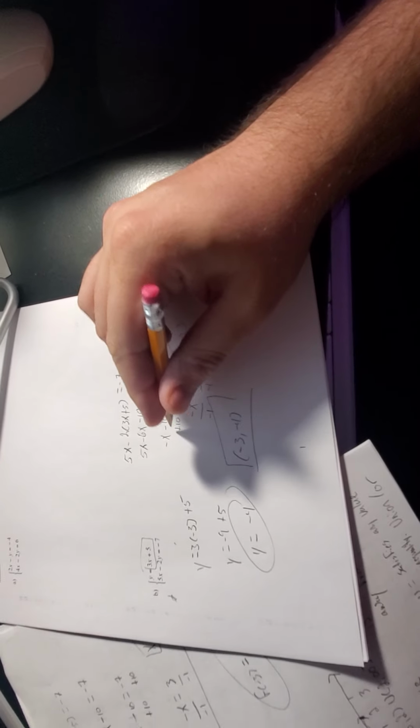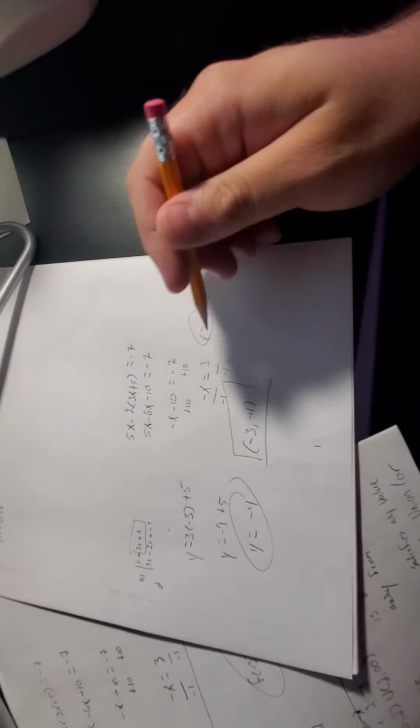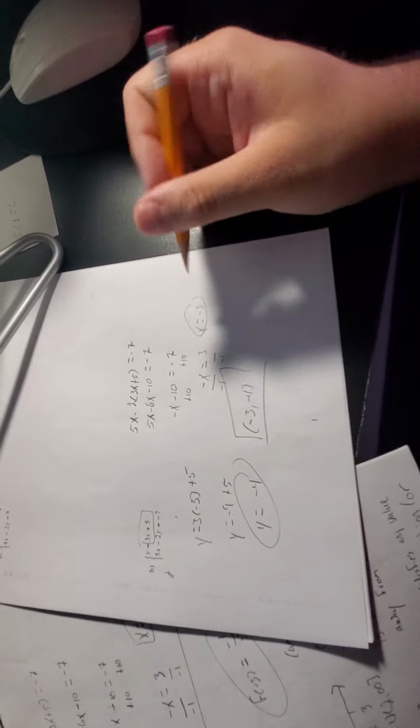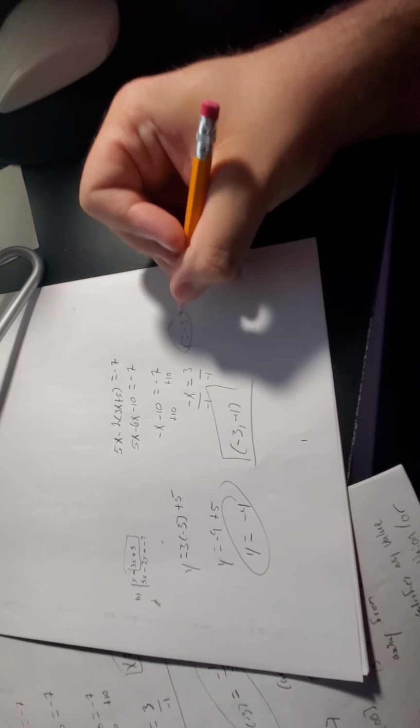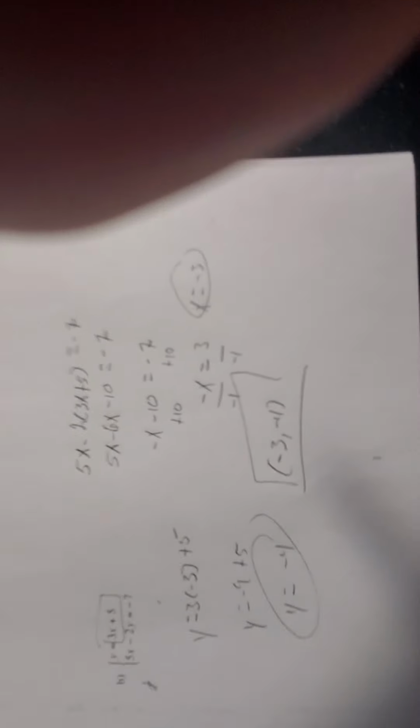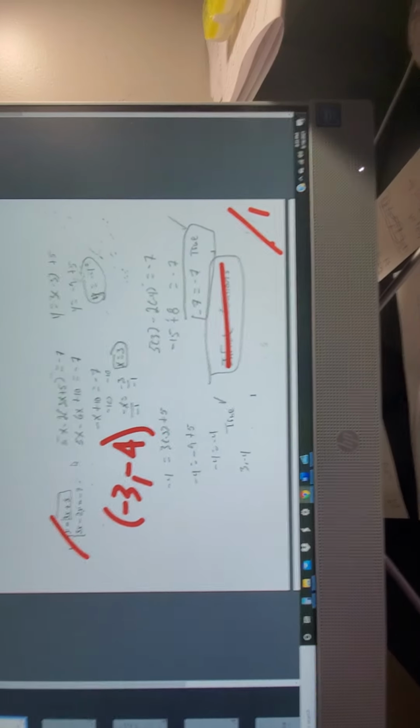Then I needed to add 10 to both sides of the equation to get negative x equals 3, and to divide by negative 1 to get negative 3, since we need to have the variable as a positive, not a negative. So that is why I got that part wrong.